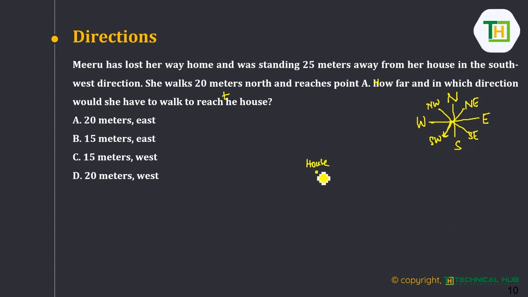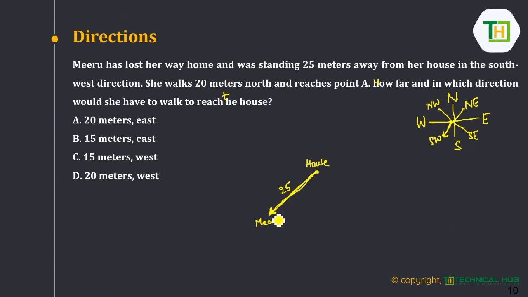If I take this as the house, the house of Miru is located here. From her house, she is 25 meters away in the southwest direction, so this is the place of Miru, and this distance is 25. Now what did she do? She walks 20 meters north and reaches point A. So she is here now.